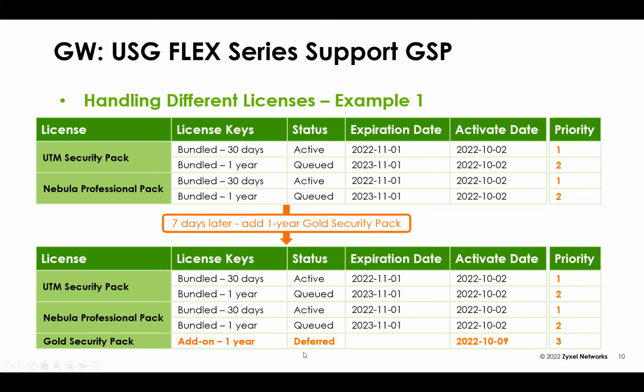This means that you have to consume your UTM security pack first before the Gold Security Pack becomes active. So that you can understand, that means that when you already have a UTM security pack enabled and active in your license queue, and it's already been activated, and you add on a Gold Security Pack, because the Gold Security Pack has a lower priority, it will be deferred until the first bundled license, or your UTM security pack license, has been exhausted.